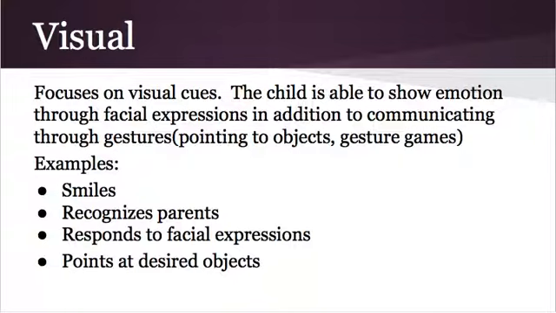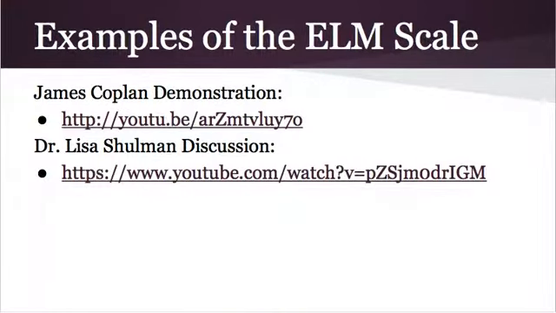Are they able to show emotion through facial expressions in addition to gestures? Do they point at objects? Are they able to smile or recognize their parents? What are the different facial expressions that they show? If they see their mom or dad smiling, do they respond to those facial expressions? So those are the 3 sections that are tested within the ELM scale.